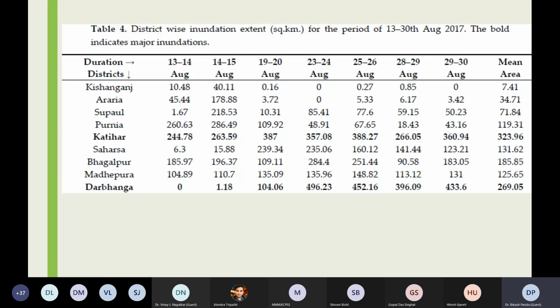District wise you can also calculate the inundated area. Mostly you will find Khagaria and Darbhanga. So they are the most heavily, adversely affected districts.